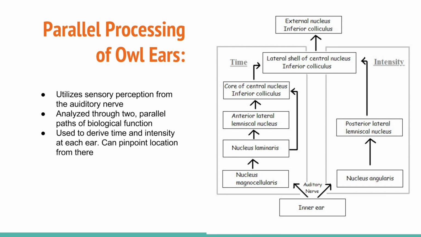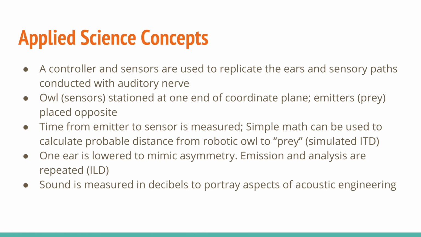User 1, a student, would take the owl and station it at one end of the coordinate plane, while User 2 would station the emitters across the coordinate plane without User 1 knowing where the emitters are placed. The time that it takes for sound to leave the emitter and reach the sensors on the owl is used to calculate the probable distance between the owl and the sound emitters, or its prey. The whole process is repeated once one ear is lowered to mimic the asymmetry found in most owls. At that point, the vertical and horizontal location of the prey could be calculated.